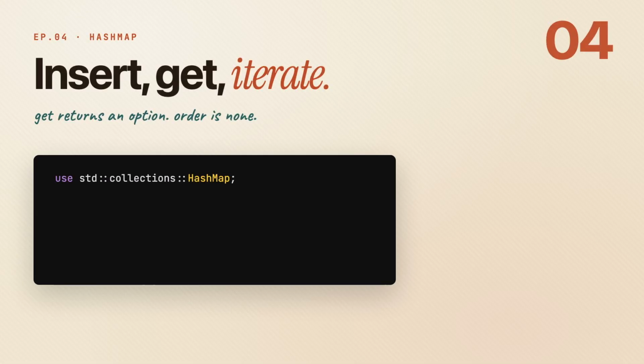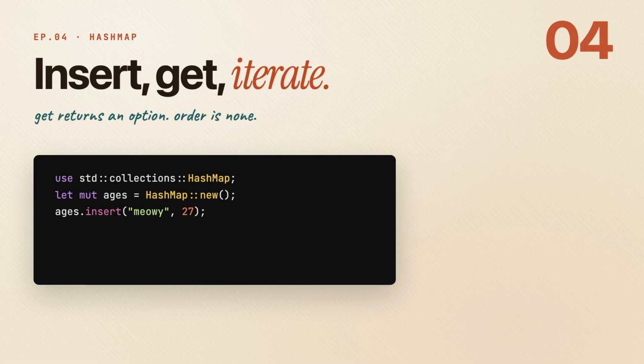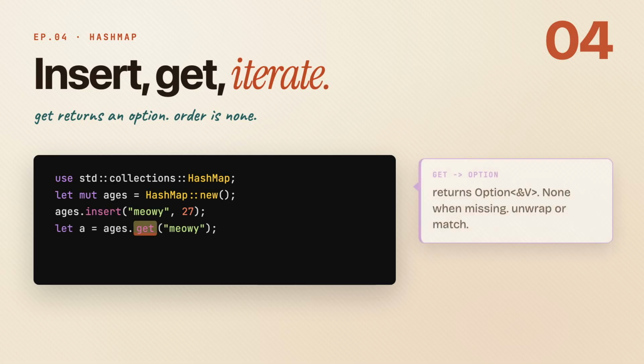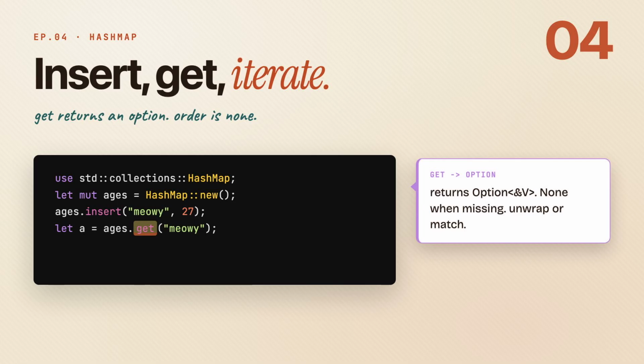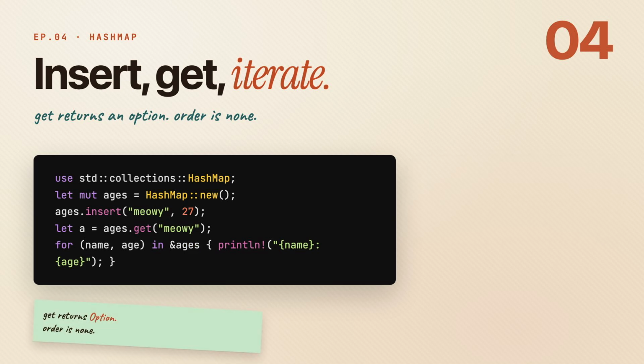For HashMaps, you bring it in with use. You can make an empty one. Types come from the first insert. Insert pairs a key with a value. Inserting the same key again replaces what's there. Get does not return the value, it returns an option because the key might not be there. Iterating works, but the order is arbitrary. Do not rely on it.